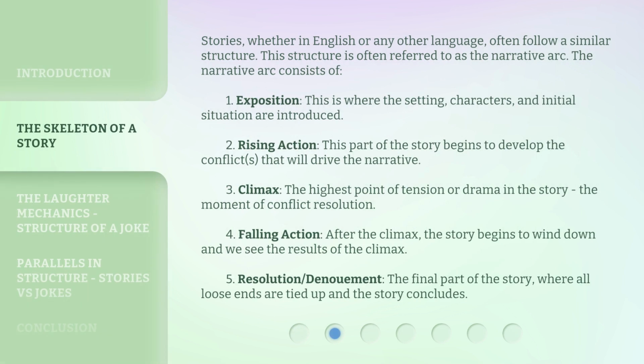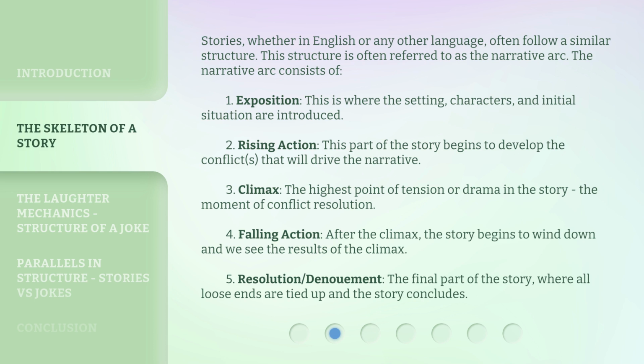Stories, whether in English or any other language, often follow a similar structure. This structure is often referred to as the narrative arc. The narrative arc consists of 1. Exposition. This is where the setting, characters, and initial situation are introduced.